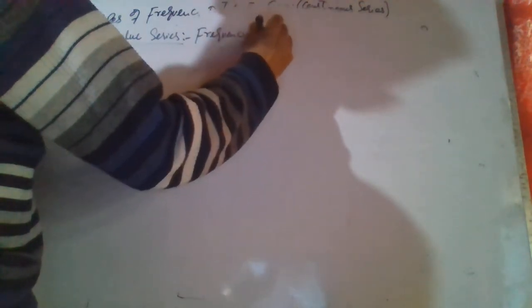Fifth one is mid-value series, or frequency series containing mid-value. A frequency series which contains mid-value is that series in which we have only mid-values in place of class intervals, and the frequency of each mid-value is given.